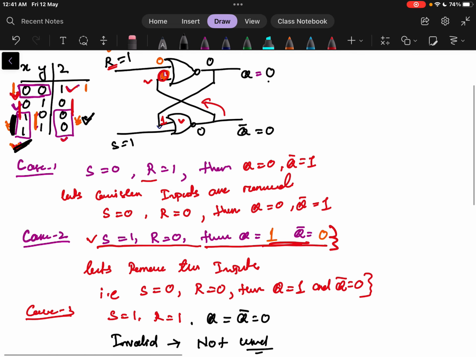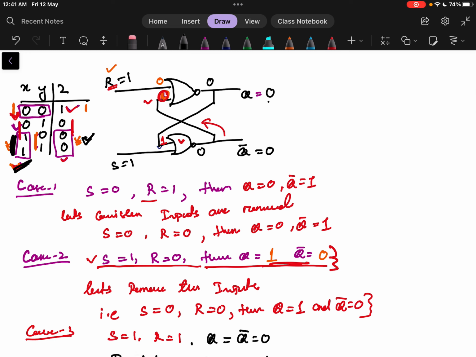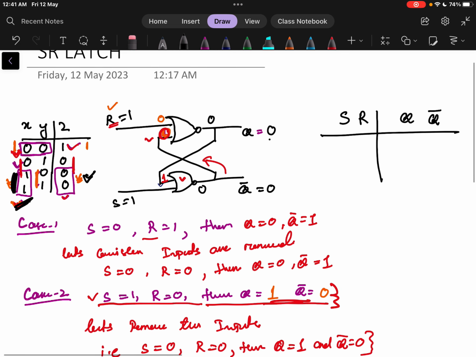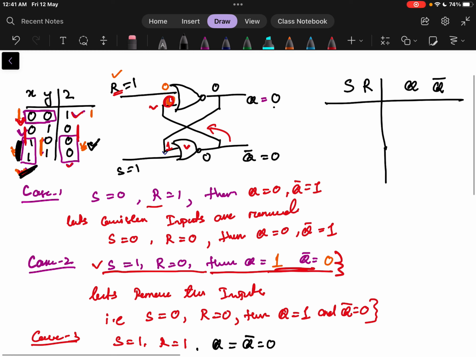Now, this is the case we have written. Now, we have to write the truth table for this. So, how to write the truth table? We have two inputs S and R, and then we have to write two outputs, that is Q and Q bar, fine. So, how to write the output? If S equals 0 and R equals 1, then what output are we getting? Q equals 0 and Q bar equals 1.